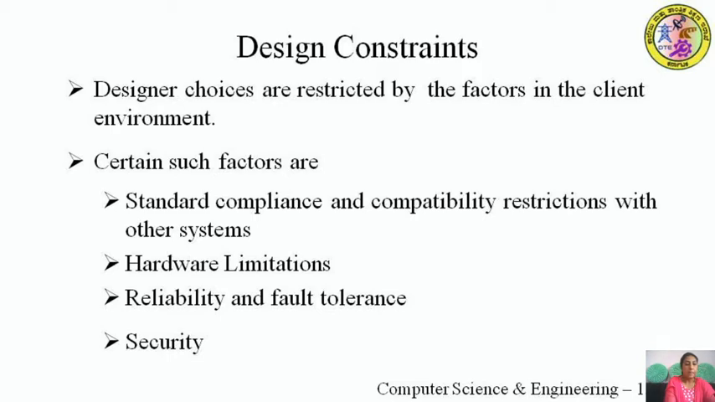Standards compliance may include the report format, accounting procedures, audit requirements, etc. Whereas hardware limitations include types of machines to be used, operating systems available, languages supported, and limits on the primary and secondary storage. Reliability and fault tolerance are major constraints on how the system is to be designed, as they make the system more complex and expensive.